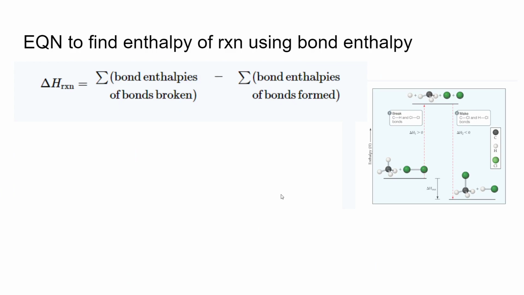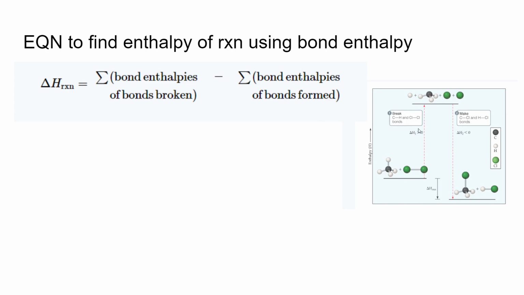So this is the equation to find the enthalpy of a reaction using bond enthalpy. This is another way to solve for an enthalpy of a reaction instead of just the other formula. So it's the summation of the bond enthalpies of bonds broken minus the summation of bond enthalpies of the bonds formed. This diagram on the right here, we'll do a practice problem that involves it, but this can be used for any equation of this kind.